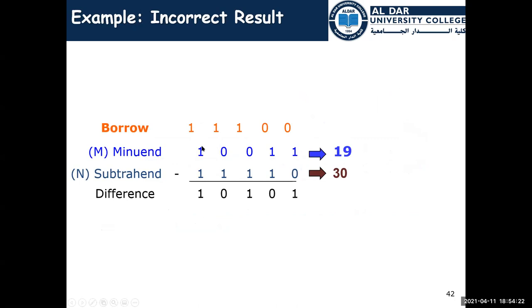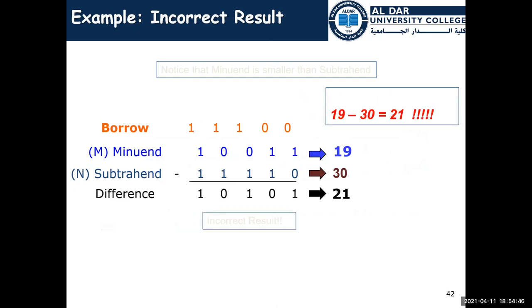Now, if I want to subtract two numbers, I have to calculate the difference between the two numbers by using the addition. So I want to have the 2's complement of this number. So 19 minus 30 means 21. 21 is not correct. So we have to take the complement. Why is it not correct?